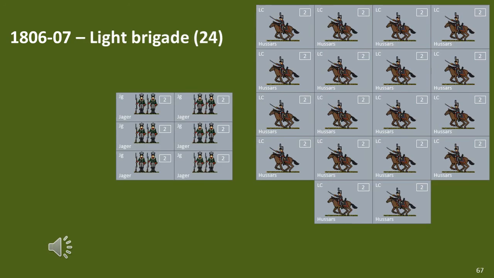The light cavalry consists of a single light cavalry regiment, which consists of 18 elements, and 4 elements of Jager in skirmish mode in this particular case, which means there are 2 figures per element.